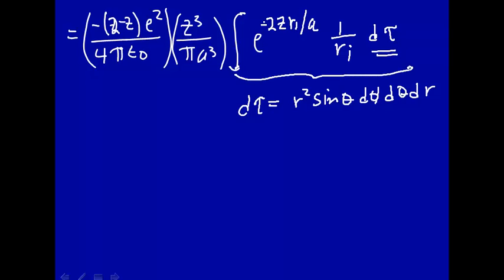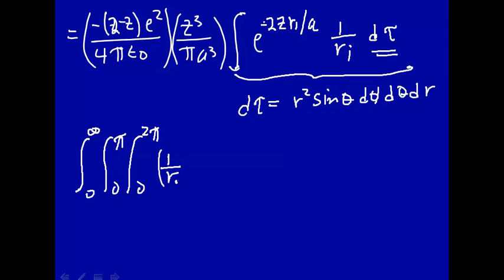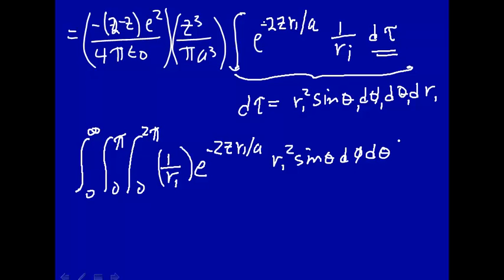So now let's take this and substitute for d tau. We have a triple integral. So the triple integral is we're going to integrate over r from 0 to infinity, over theta from 0 to pi, and over phi from 0 to 2 pi. And the function we want to integrate is 1 over r1. These are all subscript 1, meaning for electron 1, r1, theta 1. Then e to the minus 2Z r1 over a, and then we have r1 squared sine theta d phi d theta dr.